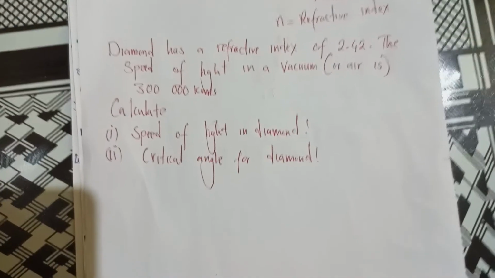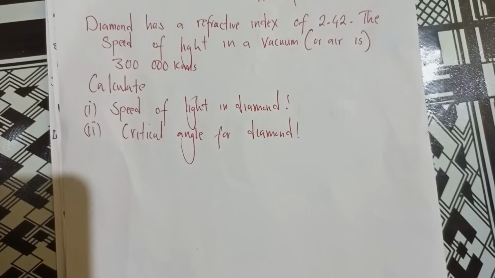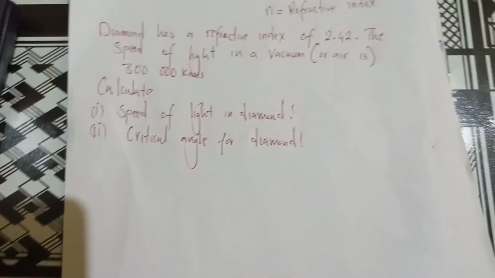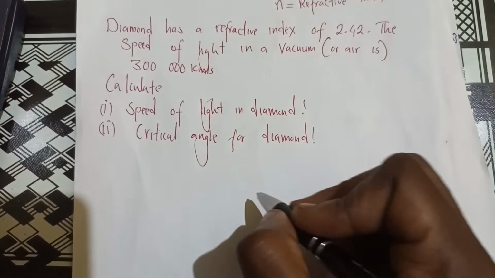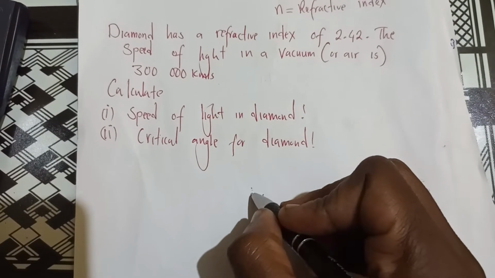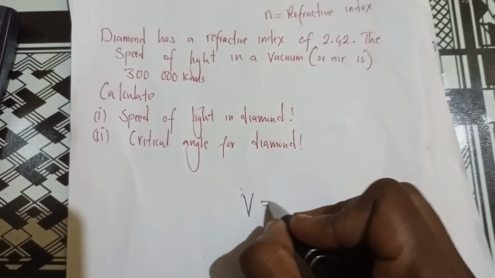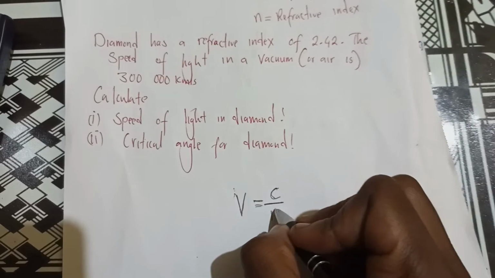So how do you calculate the speed of light? What formula are you supposed to use to find the speed of light? All right, to find the speed of light, you use a formula. You say that the speed of light, you say V, okay? So V is equal to C over N.